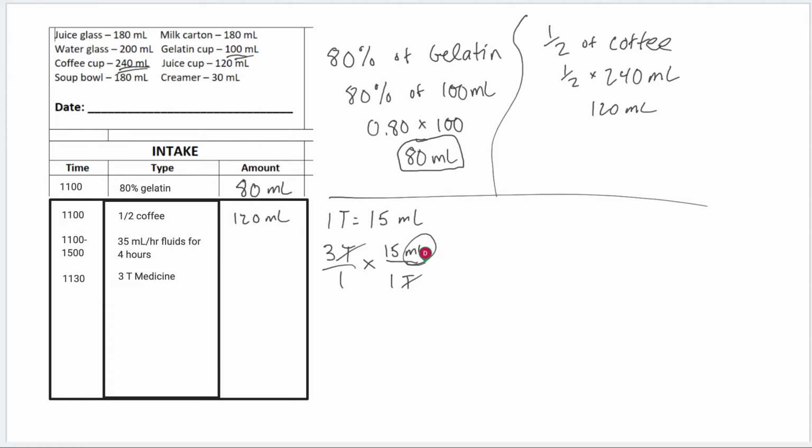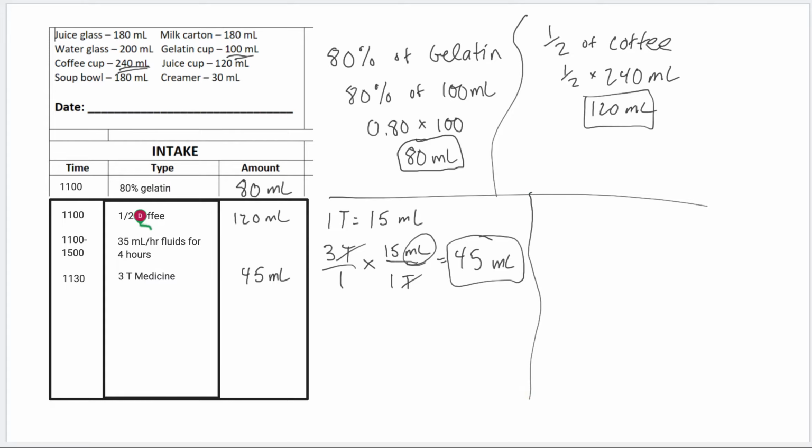I'll have 3 times 15, which is 45. So this individual consumed 45 mLs. I might as well put a box around my 120 as well. 45 mLs of medication.